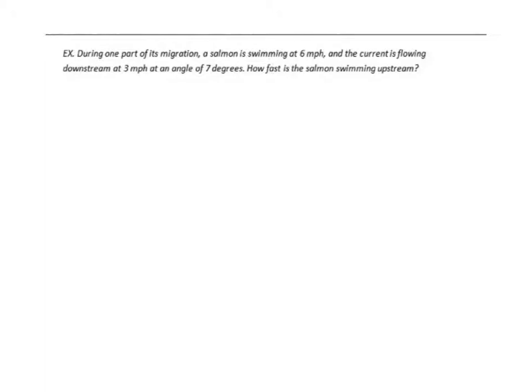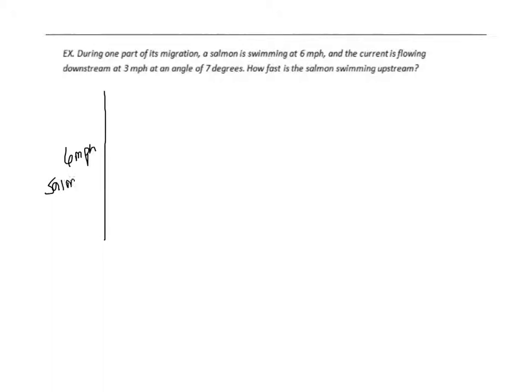Okay, now we got fish swimming downstream and upstream. And so the most important thing about this problem is that we need a picture. So that's the first thing we're going to do. So it says during one part of its migration, a salmon is swimming at 6 miles per hour and the current is flowing downstream. Okay, so I've got this salmon, it's going this way somewhere, and it's going 6 miles per hour.